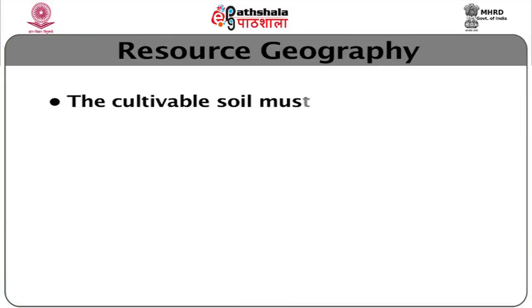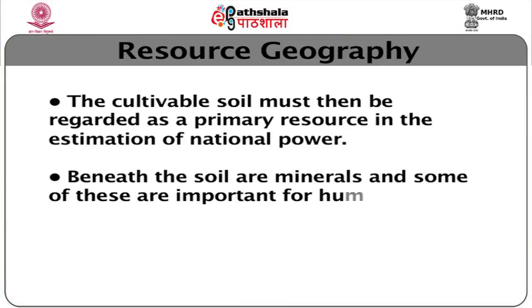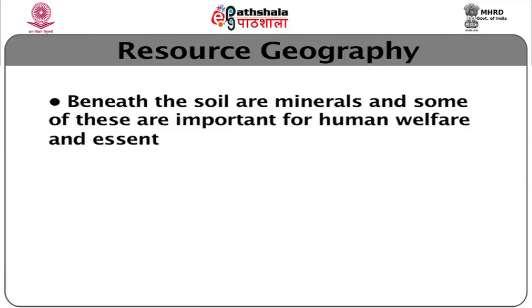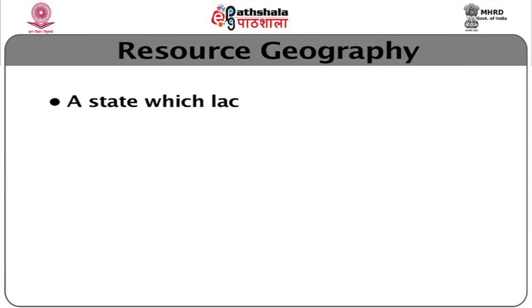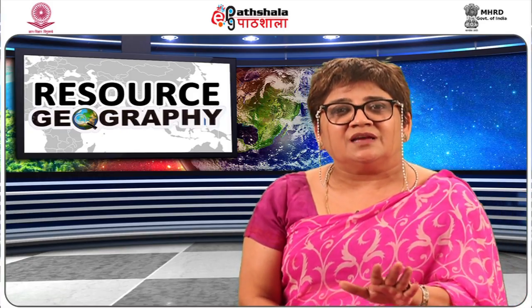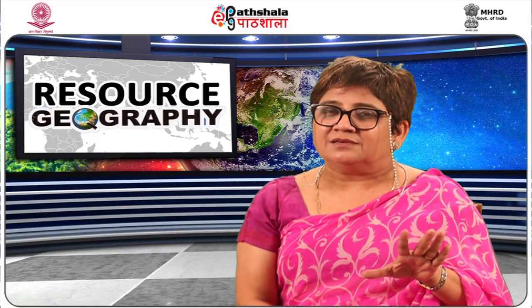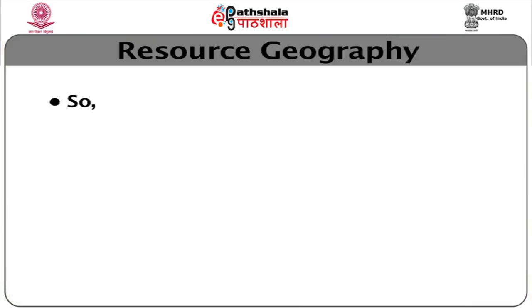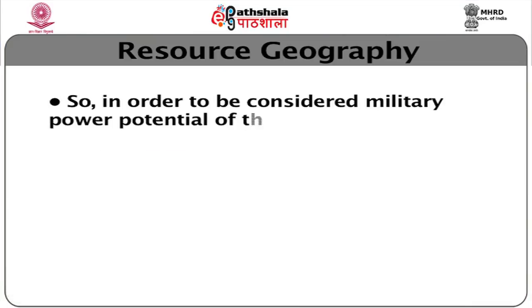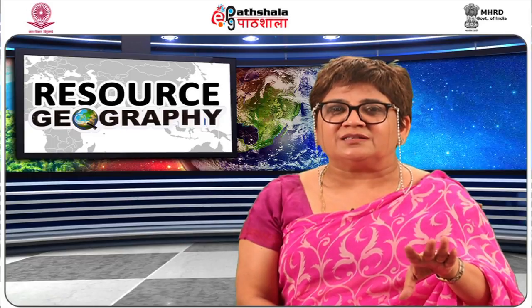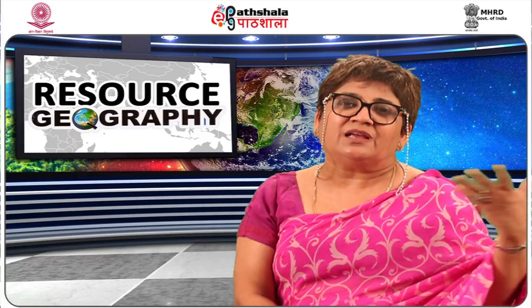Food is important. The cultivable soil must then be regarded as a primary resource in the estimation of national power. Beneath the soils are minerals, and some of these are important for human welfare and essential in national defense. A state which lacks the most important minerals or which has only small reserves may feel especially vulnerable, isn't it? Of course, vulnerability starts if you do not have that particular piece of land which has a very fertile soil, because you can't grow food on it. So in order to be considered military power potential of the state, the resources must be developed, and Pounds recognizes this. So it's important for us to recognize the potential of the resources on every territory.